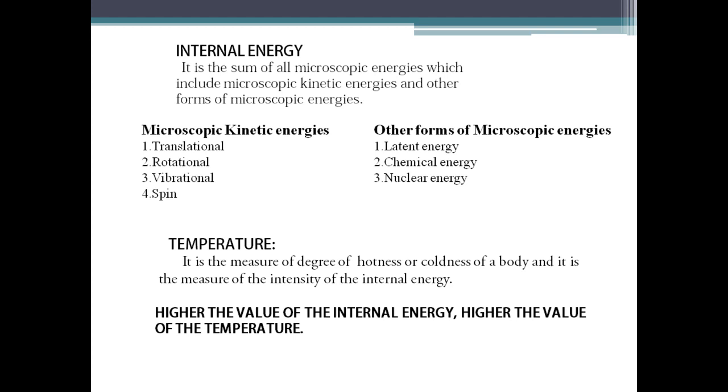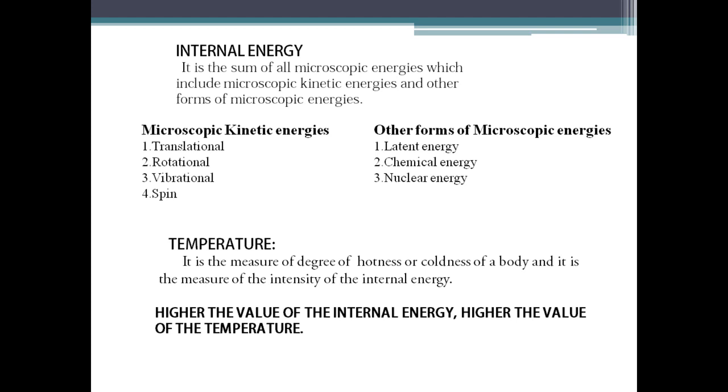Translational kinetic energy is due to the movement of atoms and molecules in space. Rotational kinetic energy is due to the rotation of atoms and molecules. Especially the polyatomic molecules exhibit this behavior, and it is also due to the revolution of electrons around the nucleus. Vibrational kinetic energy is due to the vibration of atoms and molecules. Spin energy is due to the electron spin around its own axis.